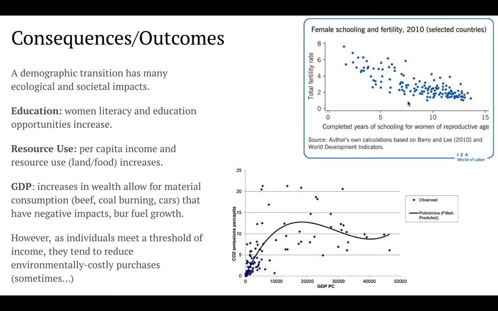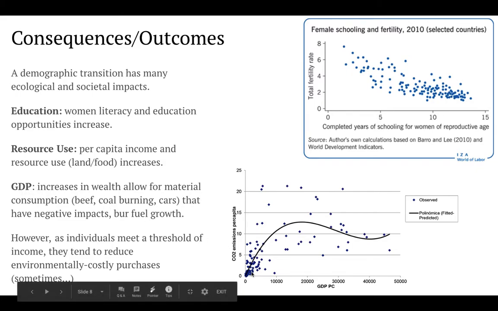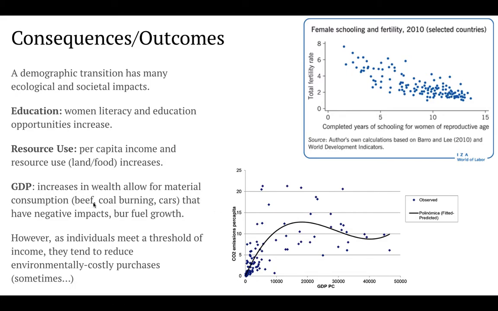The second thing is that resource use per capita in income tends to increase. So as people make more money, the resource uses also tend to increase. And alongside that, we tend to have increases in wealth or GDP, which allows for a dramatic increase in consumption of some things that might be bad, such as eating more beef, burning more coal, driving more cars that have negative impacts, but they fuel growth.